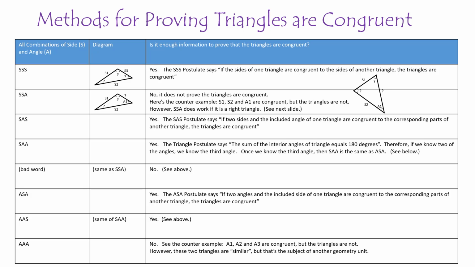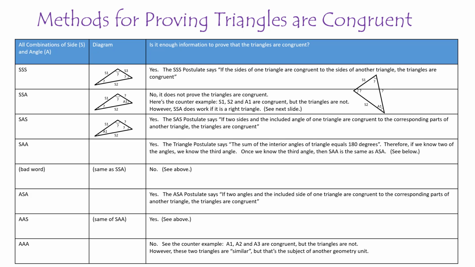However, there is a case when this A1, this angle, is a right angle, and you have a right triangle, this side, side, angle will work, and we'll see that on the next slide. It's kind of a special case. Okay, the next one is side angle side, and that is you know a side and the angle, what's called the included angle, and the second side, and that answer is yes. And the side angle side postulate says if two sides and the included angle of one triangle are congruent with the corresponding parts of another triangle, the triangles are congruent.